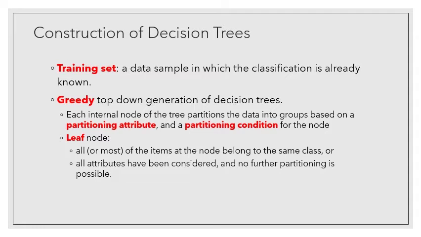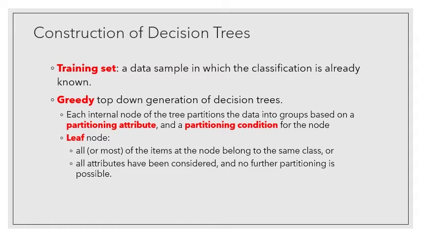Before that, a training set is a data sample in which the classification is already known. And the most common way of building a decision tree is to use a greedy algorithm which works recursively, starting at the root and building the tree downward. Initially, there is only one node, the root, and all training instances are associated with that particular node.